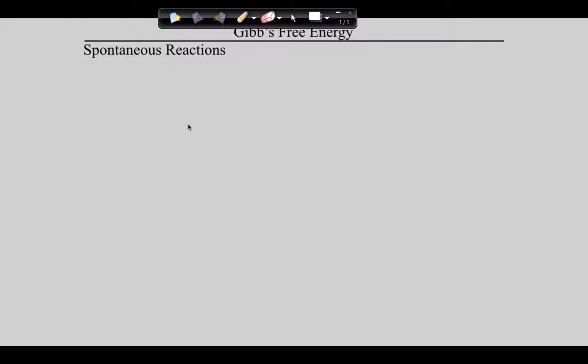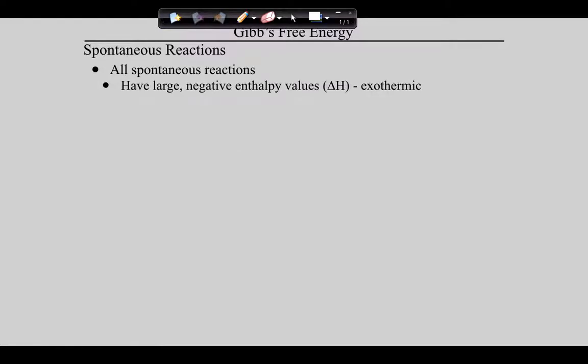So this then is how we're going to wrap our arms around this. Guys, here's what we know. This is a great summary for everything that we've done up until now. So all spontaneous reactions, first of all, tend to have large negative enthalpy values. They tend to be exothermic. But guys, in addition to that, there's an entropy component. Spontaneous processes also tend to increase entropy.